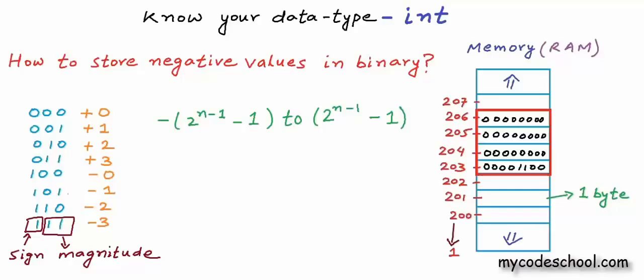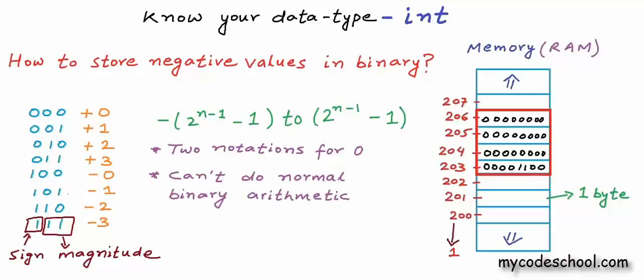This encoding mechanism looks good, but it's not used because there are some issues. First of all, there are two notations for 0: 000 and 100. Both are 0. And another problem is that we cannot apply simple rules for binary arithmetic. For example, we add two numbers in binary just the way we add two numbers in decimal. Let's say we want to add these two numbers, 001 and 101. We need to start at the rightmost position.